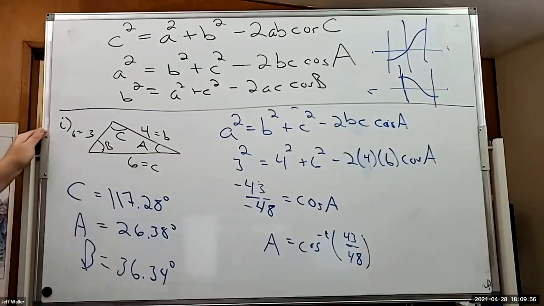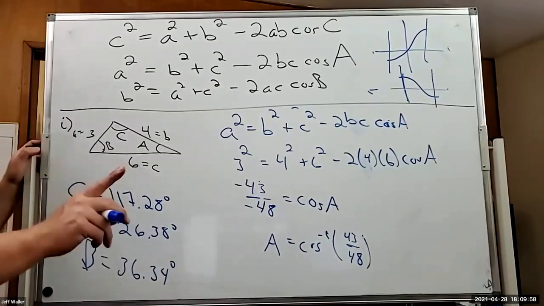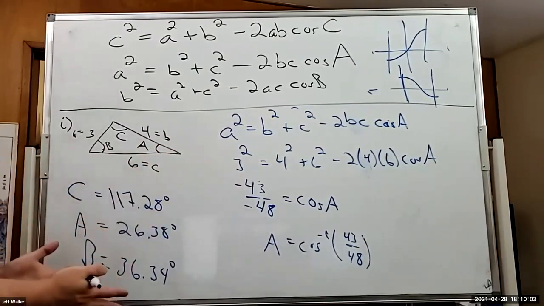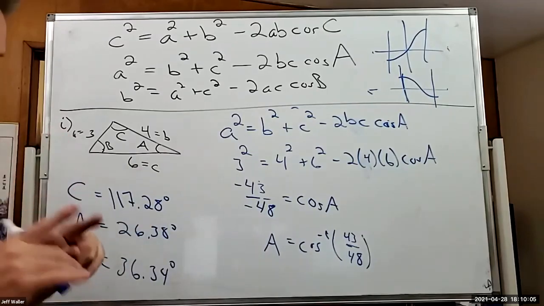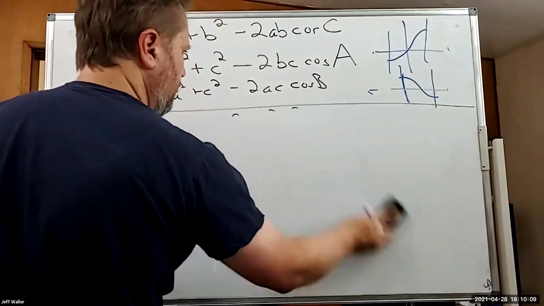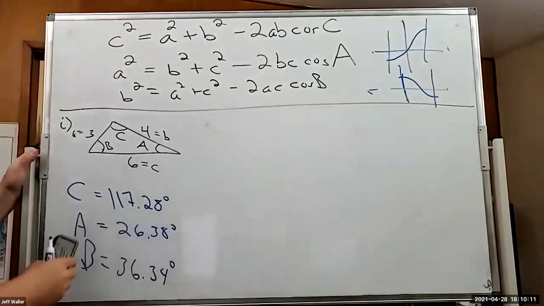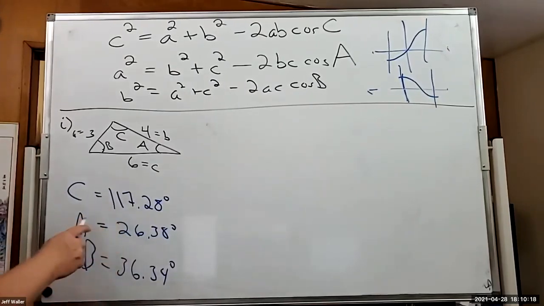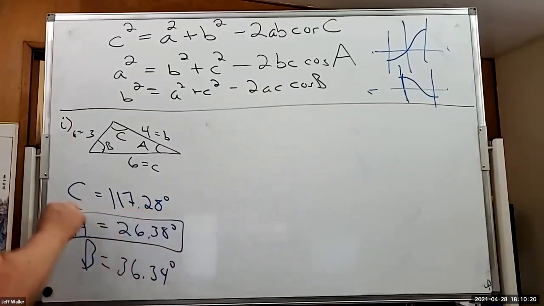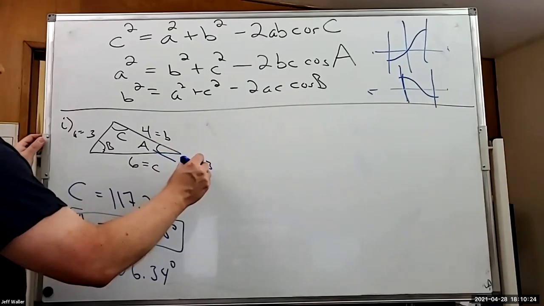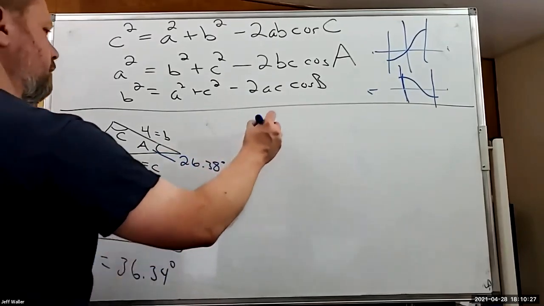Okay, now watch. Here's the trick. We did that problem, no problem, right? We're done. Yay. Now let me just show you one thing in case anybody is curious about going to law of sines. Let's pretend like we solved for angle A. We only have angle A, let's say, right? And then you want to use law of sines. So now I know that A is 26.38. So what can I do for law of sines?